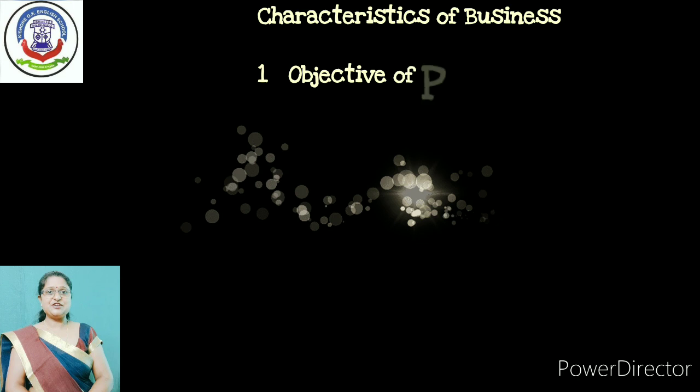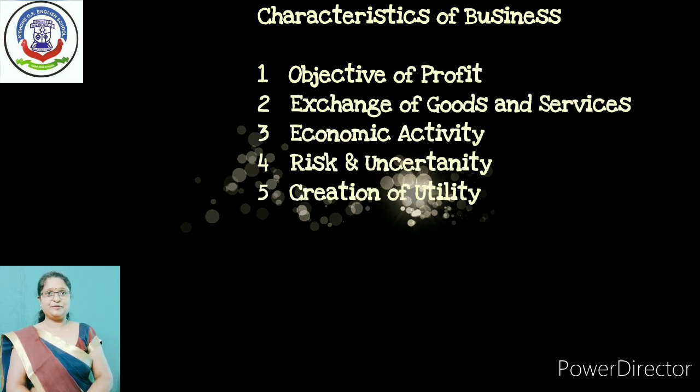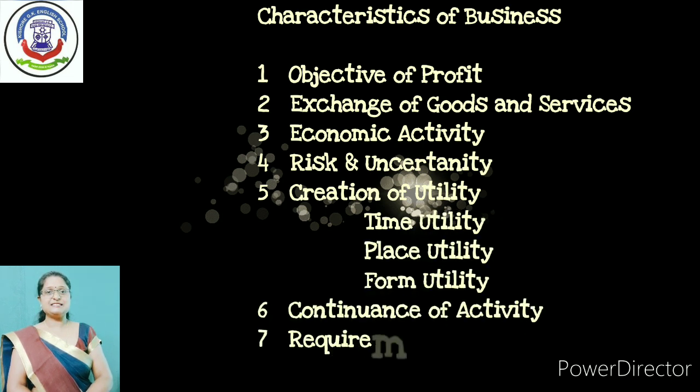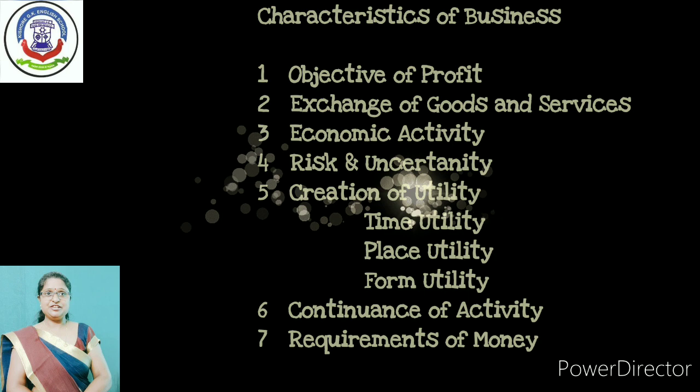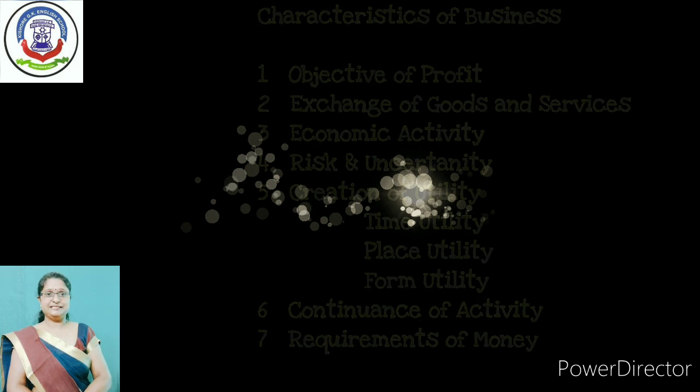Business has 7 characteristics. First is objective of profit. Second, exchange of goods and services. Third, economical activities. Fourth, risk and uncertainty. Fifth, creation of utility. Sixth, continuance of activity. And seventh, requirement of money.